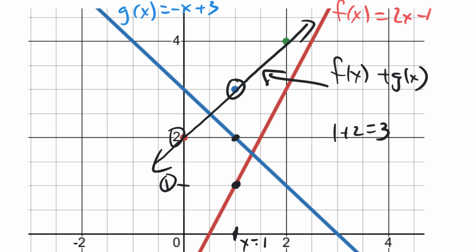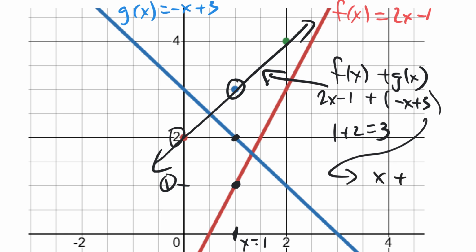But because both f of x and g of x are lines, the new graph just ends up being a line. And if you really wanted to, we could have done the algebra, right? f of x plus g of x would have been 2x minus 1 plus negative x plus 3. And so that would have given us down here an equation, x plus 2. And so we could have just come up with the equation with algebra, and then it kind of removes the mystery and the intrigue of this.